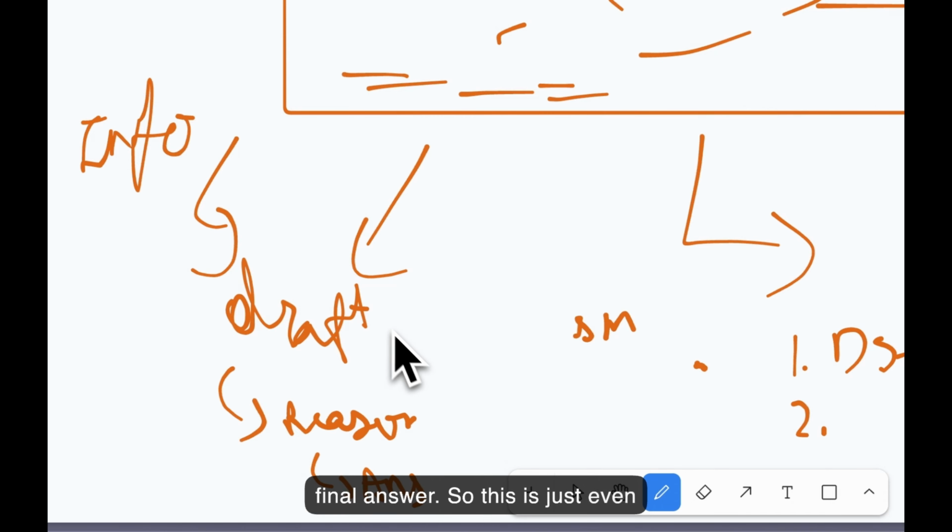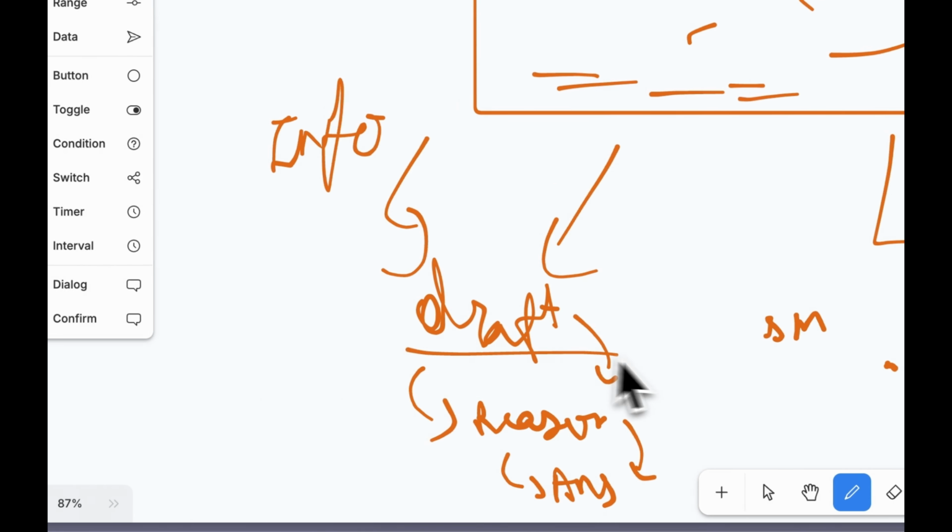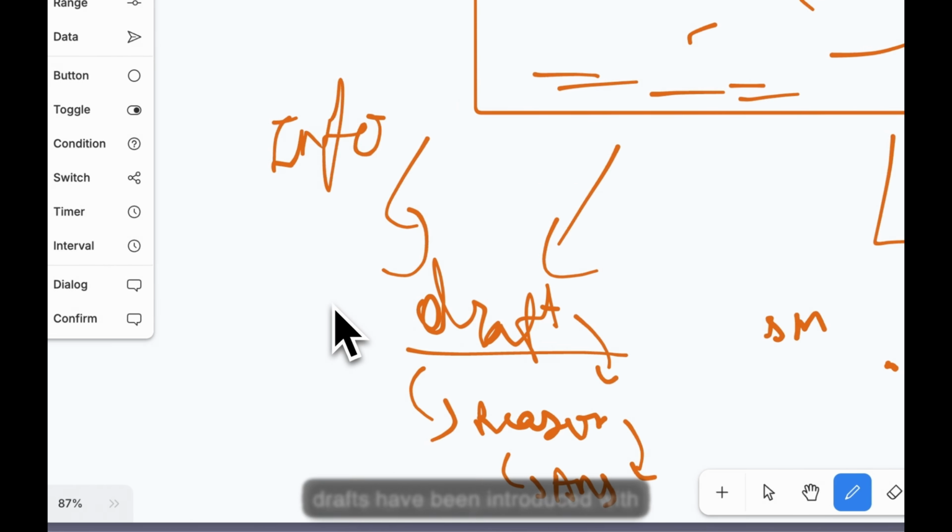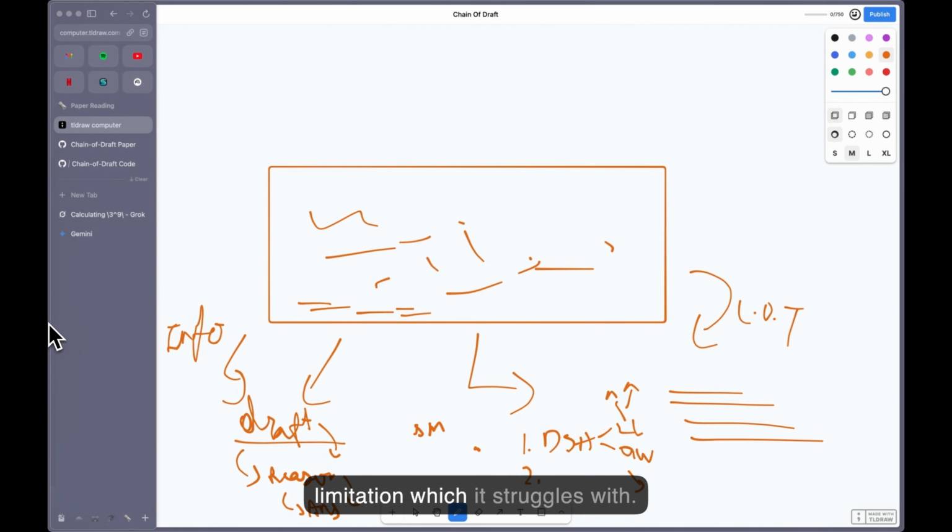So this is even worse than chain of thought, where it's just reasoning and giving you the answer, right? Those drafts have been introduced with few short examples, and that's a limitation which it struggles with.